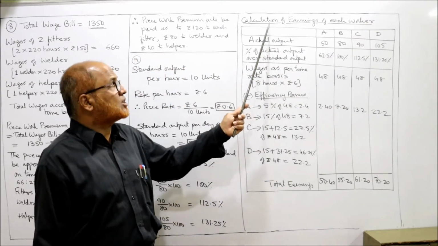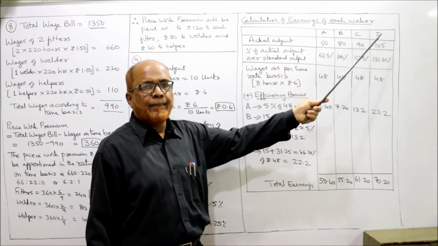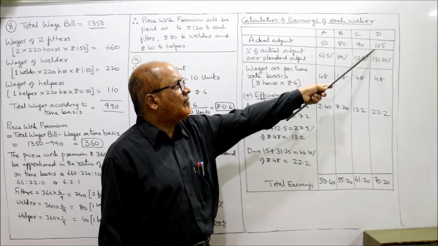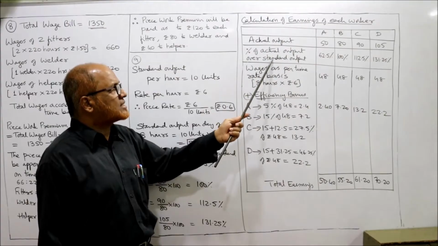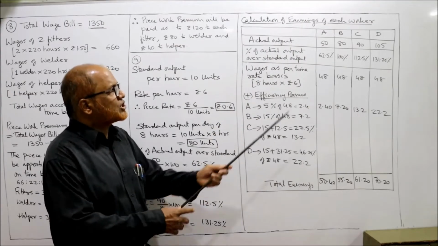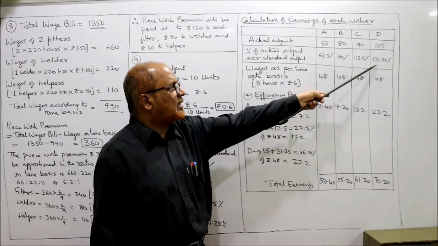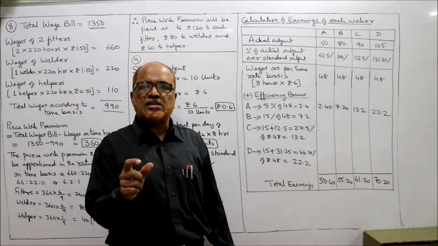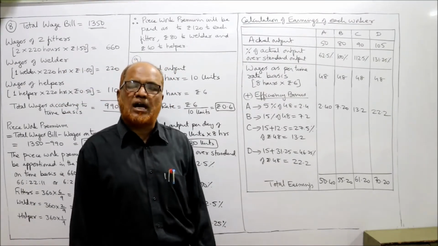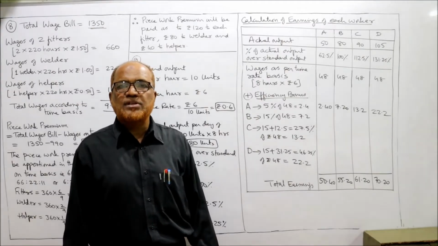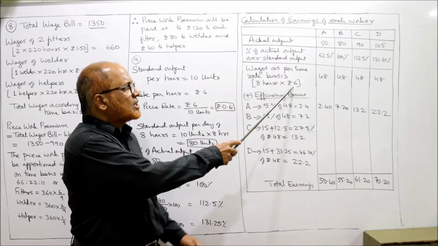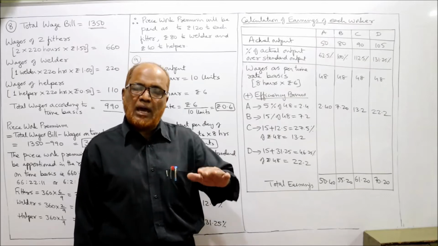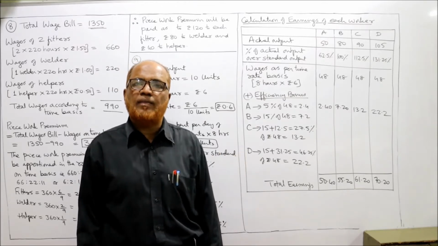Now I am calculating the earnings of each of the workers A, B, C, D. For your information, actual output is given in the problem: A 50, B 80, C 90, D 105. And the percentage of actual output over standard we have already calculated: 62.5%, 100%, 112.5, 131.25. Now wages as per time rate basis. Every day, every worker has to work for 8 hours, and the hourly rate is 6 rupees. So 8 hours into 6 rupees, 48 rupees is the wages according to time basis. Now above this, they will be paid bonus depending on their efficiency.